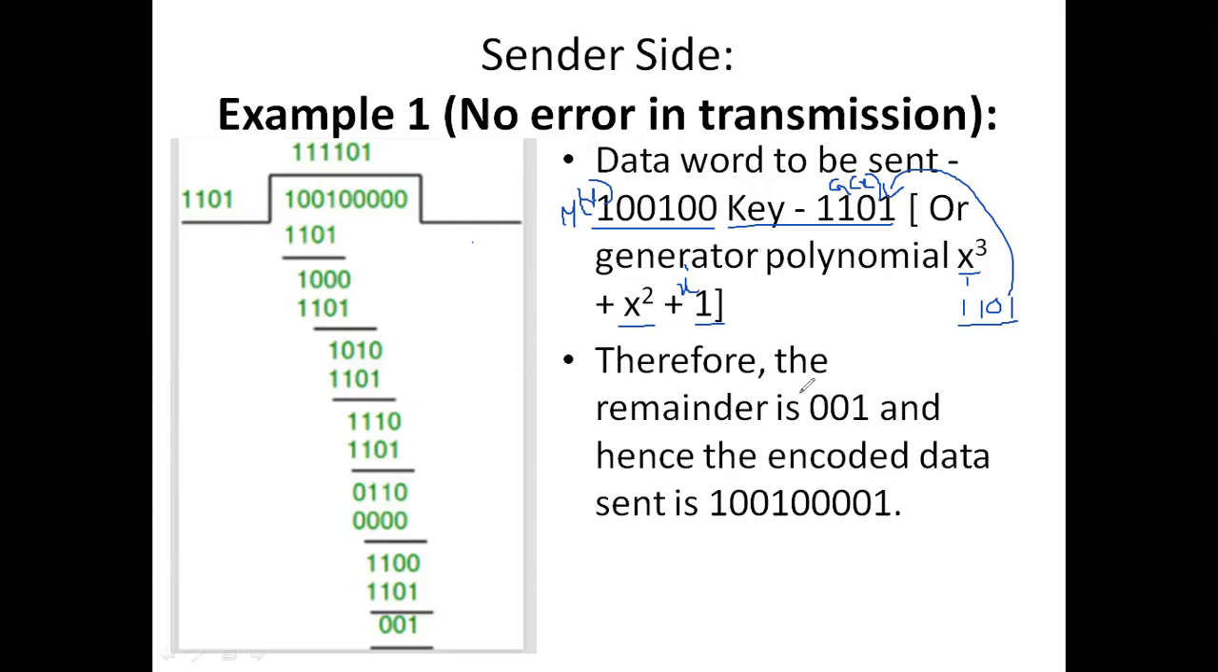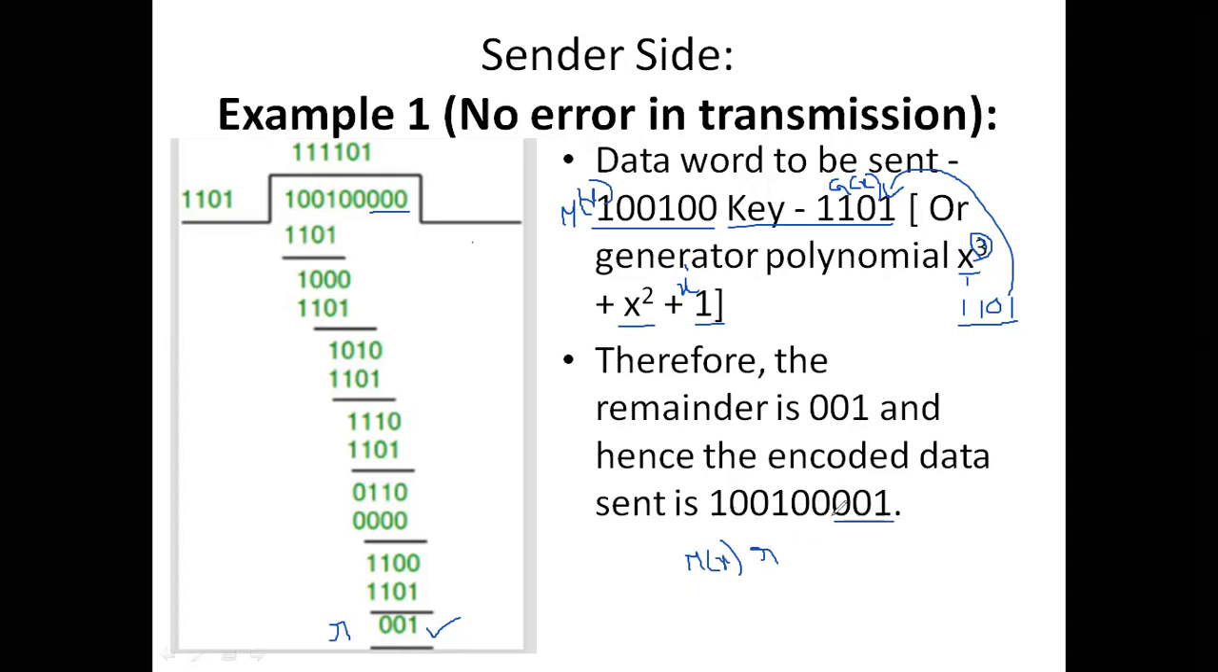Now, for the remainder, what is the degree of this polynomial? x cube, that means 3, so the degree is 3. So 3 zeros have to be appended after the message when doing this division. Then we do all the division operations, and finally the remainder r is appended to the message m of x. This remainder is 001, so we append 001 at the end of the message.